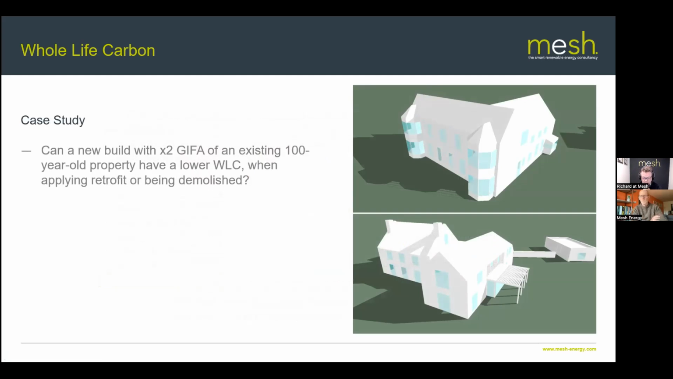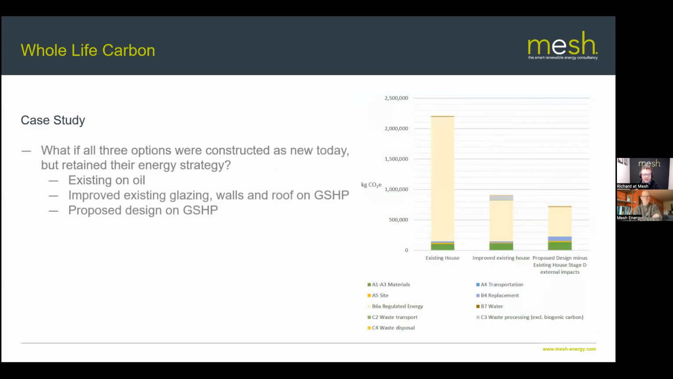Right, let's just go through a case study. And this was on the south coast. It's an existing property that's favoured by the Victorian Society, and the client would like a larger home, but we need to bring down the whole life carbon. The architect is preempting the question surrounding whole life carbon from the planning officers of this project. So what we did was have a look at the existing house, what we could do to improve it, and how that compared to the proposed design.